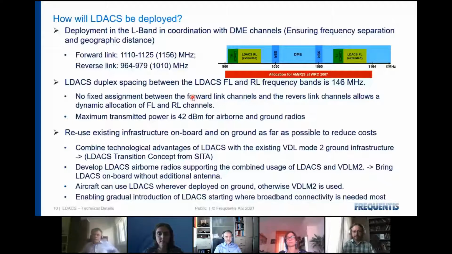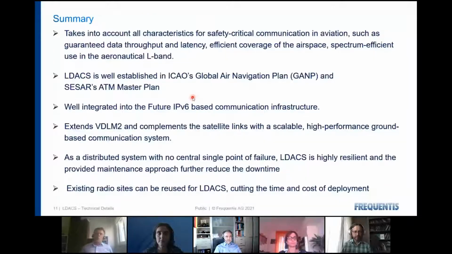So, to summarize the presentation, LDACS considers all characteristics for safety-critical communication in aviation. It provides guaranteed data throughput and latency. With the large cell size, it covers the airspace efficiently, and the stringent spectrum mask allows the sharing of the aeronautical L-band with legacy systems. And I think we as aviation community need to use our spectrum efficiently to be able to deploy future aviation systems and to protect the spectrum.